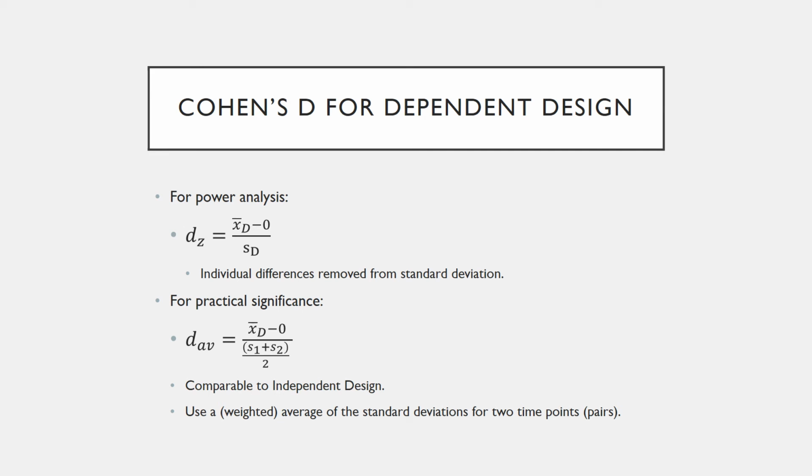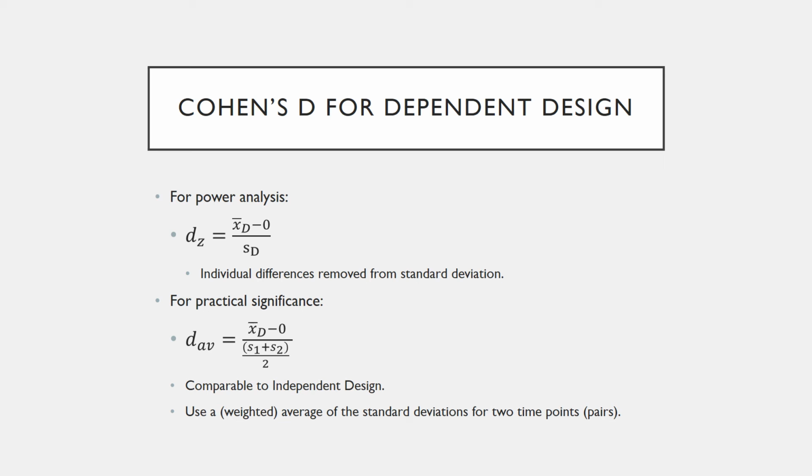We subtract 0 because that's the null comparison value. If the average of the difference scores is 0, then that means there was no difference between the pre and the post test, or twin 1 and twin 2, or whatever pairing that you have. So that's why we have 0 there. So it almost looks like a one sample test, the Cohen's D for a one sample test, so we just have 0 as our null comparison value.